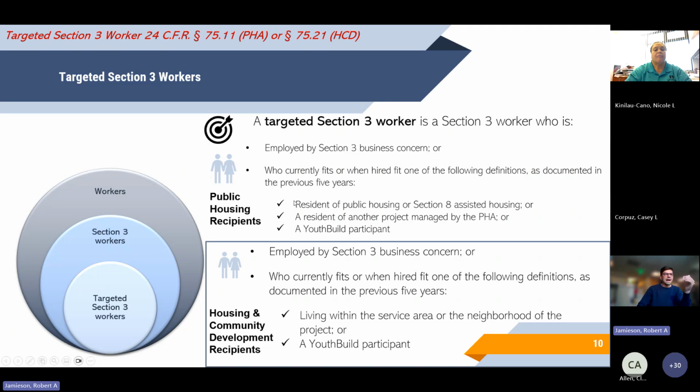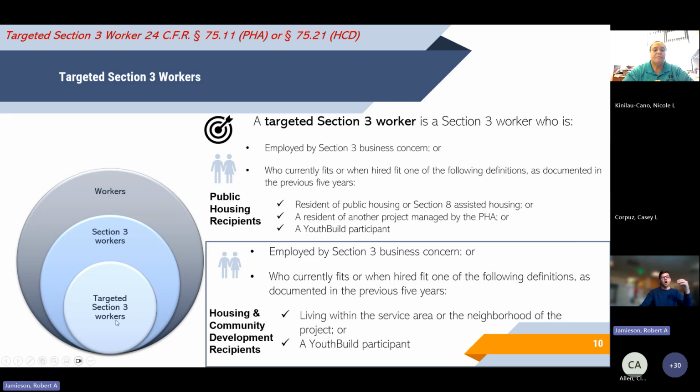For public housing, a targeted worker is someone assisted by the housing authority that has the funding. For a targeted worker for HCD funding, pretty much just someone who lives within, again, the service area or neighborhood of the project. And then you can see on the left here a Venn diagram of what each worker is. We have our world of workers, and within that we have Section 3 workers, and then within that we have targeted Section 3 workers.